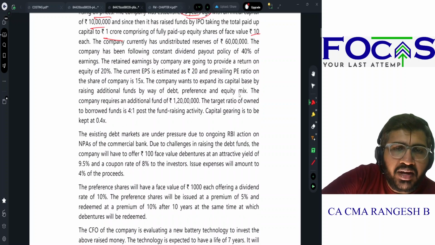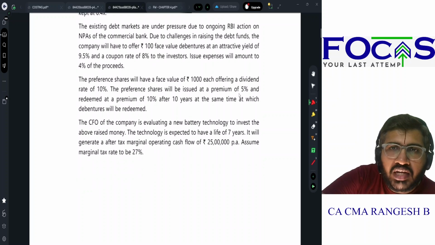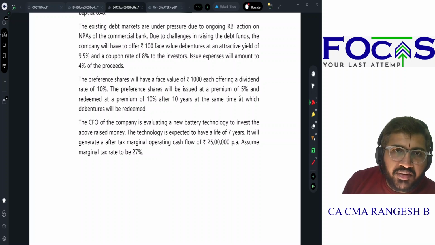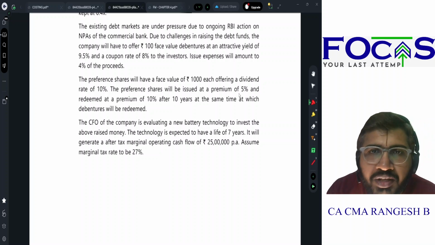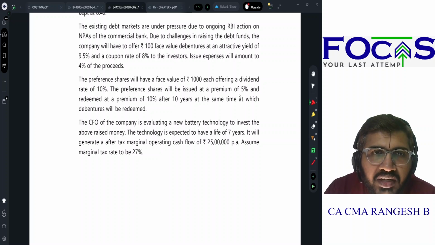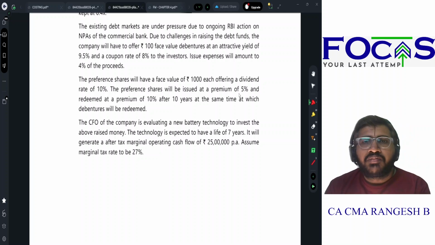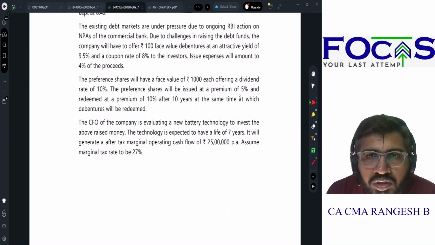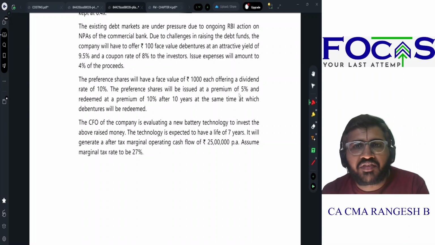The existing debt markets are under pressure due to an ongoing RBI action on NPAs of the commercial banks. Due to challenges in raising debt funds, the company will have to offer 100 rupees face value debentures at an attractive yield of 9.5%, which is basically a discount, at a coupon rate of 8% to the investors. Issue expenses will be 4%. Preference shares will have a face value of 1,000, each offering a dividend of 10%. It will be issued at a premium of 5% and redeemed at a premium of 10% after 10 years.